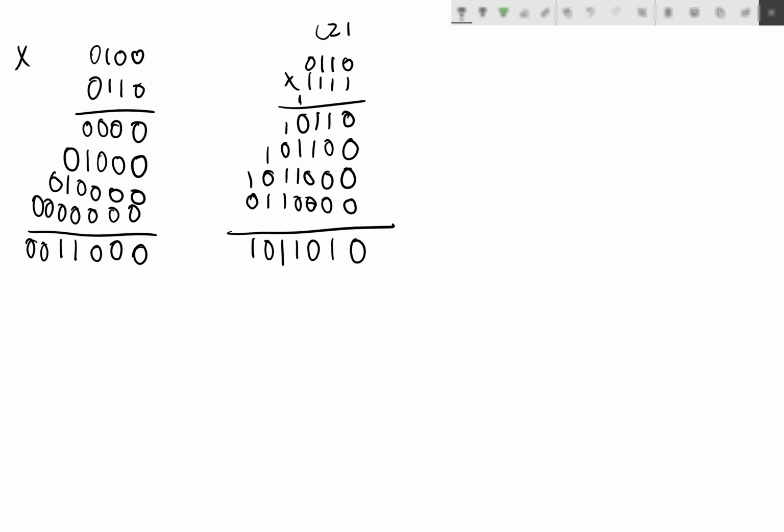1, 2, 4, 8. So that's 12, 13, 14, 15 times 6. Yes, 15 times 6, which is 90. Okay, so let's see if that's 90. So you've got 1, 2, 4, 8, 16, 32, 64. So you've got 64, 74 plus 6, 80, plus 8, which is 88, plus 2, 90. Okay. So that's your multiplication.